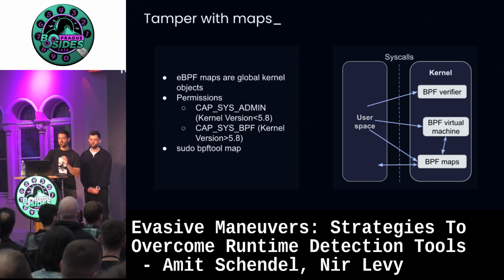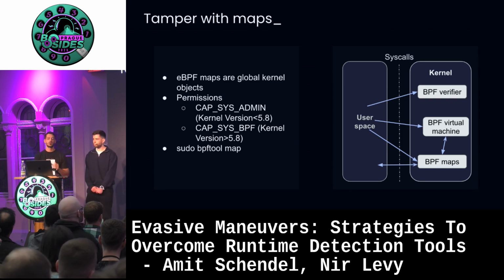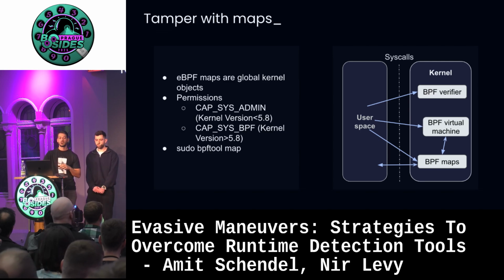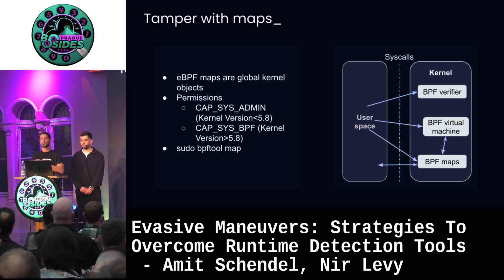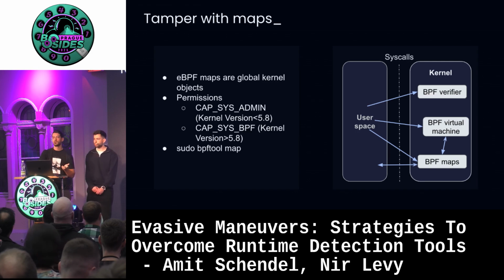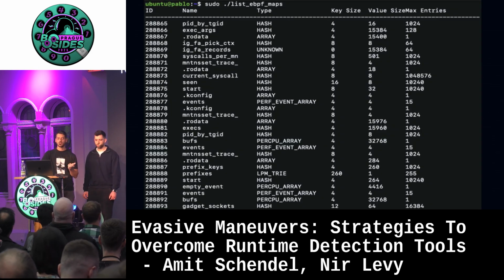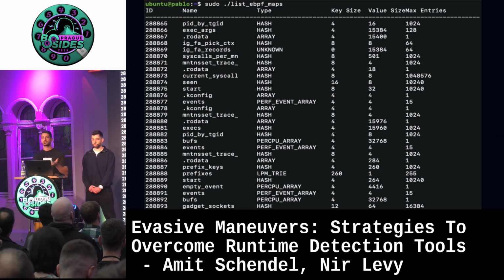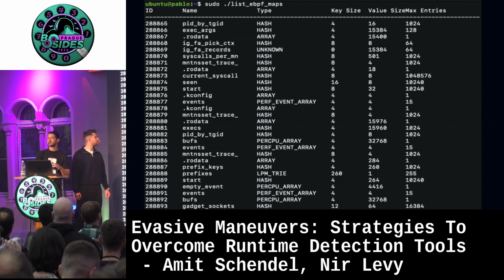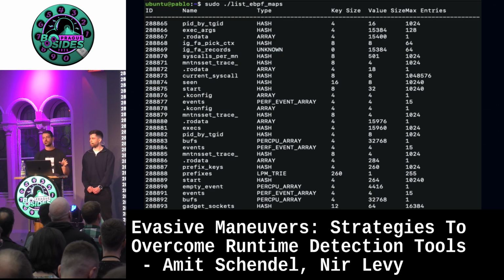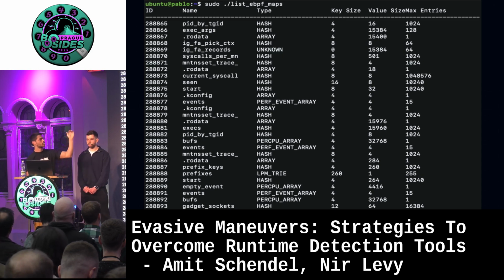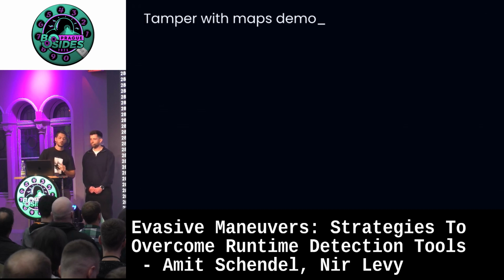Before kernel version 5.8, all you needed was CAP_SYS_ADMIN, which is basically root. But after kernel 5.8, Linux keeps adding more capabilities, and we have CAP_SYS_BPF. So it's enough that you have CAP_SYS_BPF, and you can tamper with the eBPF tools. The interaction with the maps is very simple. For example, here is a simple program that lists all of the eBPF maps on your system. The important thing to understand is that maps are global kernel objects, which means anyone with sufficient permissions can access them. And in this case, we listed all the maps in the system. So let's watch a demo.